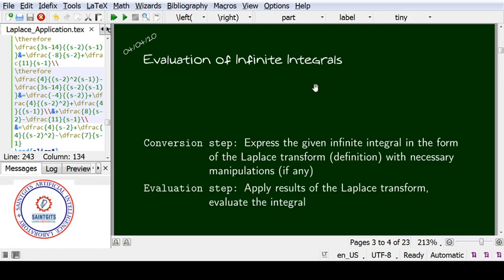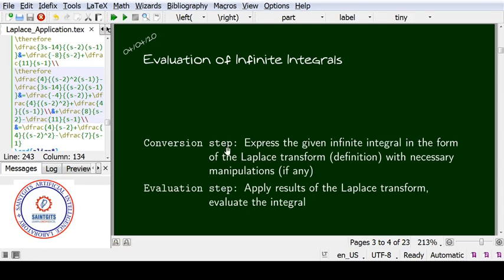Infinite integral means an integral whose upper or lower limit contains an infinity value. So here we consider integral with lower limit 0 and upper limit infinity. That is one-sided infinite integral. There are two steps in evaluation. The first step is conversion step and the second step is evaluation step.